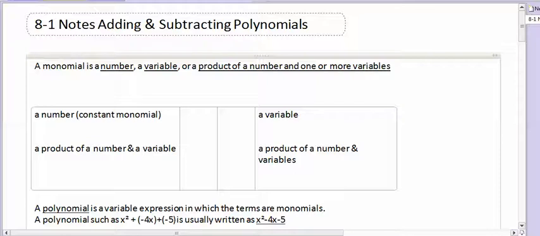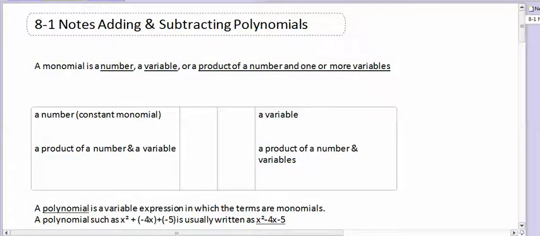Okay, then we have examples of a number. You can choose any number to write in there. I'm going to go ahead and choose the number 14. It's a number. It's also called a constant monomial. The next one is an example of a variable. I'm going to go ahead and choose the variable. I think I'll choose y. Any number, or any letter, will do. X, Y, Z, B, A.